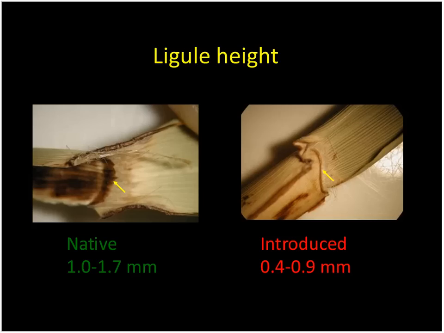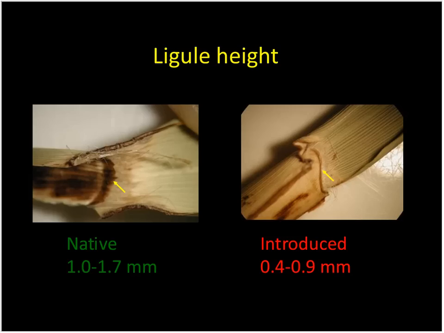But then getting into the individual characters. My favorite character is to look at the ligule height. So the ligule is a membrane that you find at the base of the leaf. It's on the inner surface where the leaf is wrapping around the stem. You can see the arrows pointing at it.